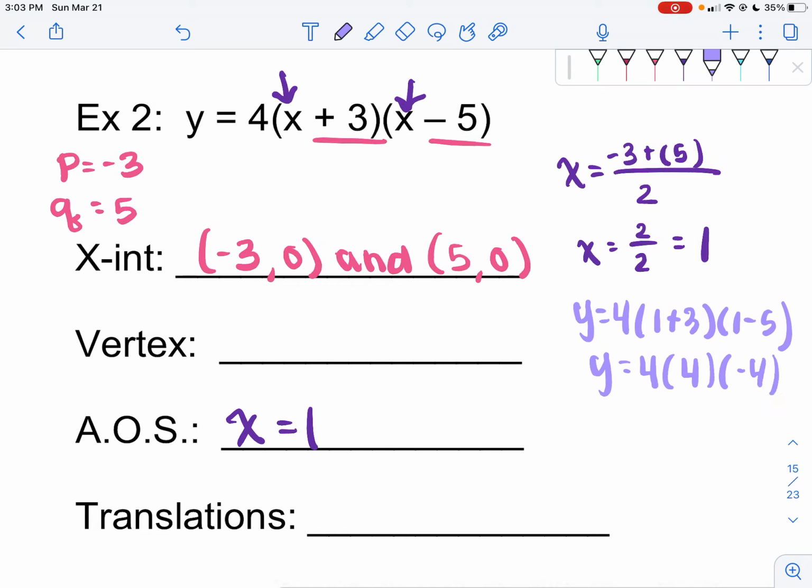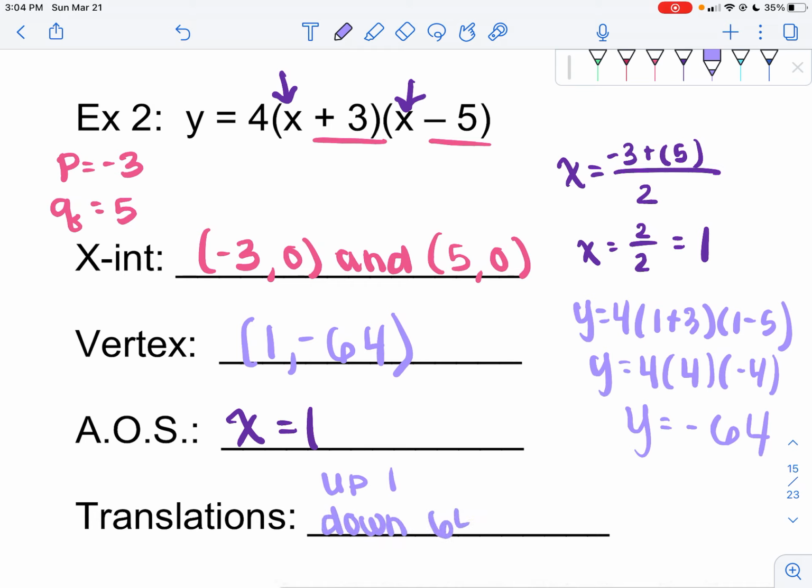And again, self-check here. We want inside those parentheses to be the same numbers, but opposite signs. And so we have 4 times positive 4 times negative 4. So y equals negative 64. So our vertex, x is 1, y is negative 64. How is that translating on our graph? Well, it's going right 1 since x is positive, and then since y is negative, it's going down 64.